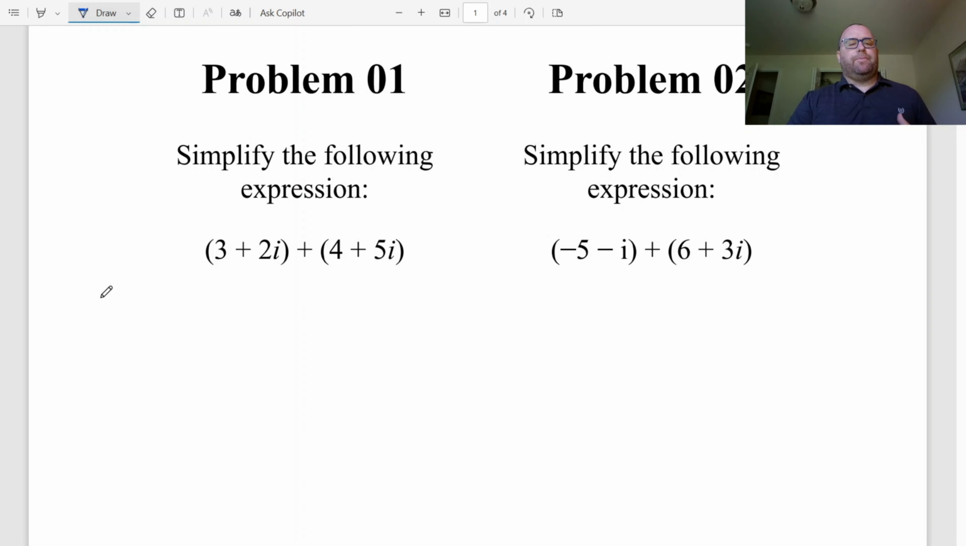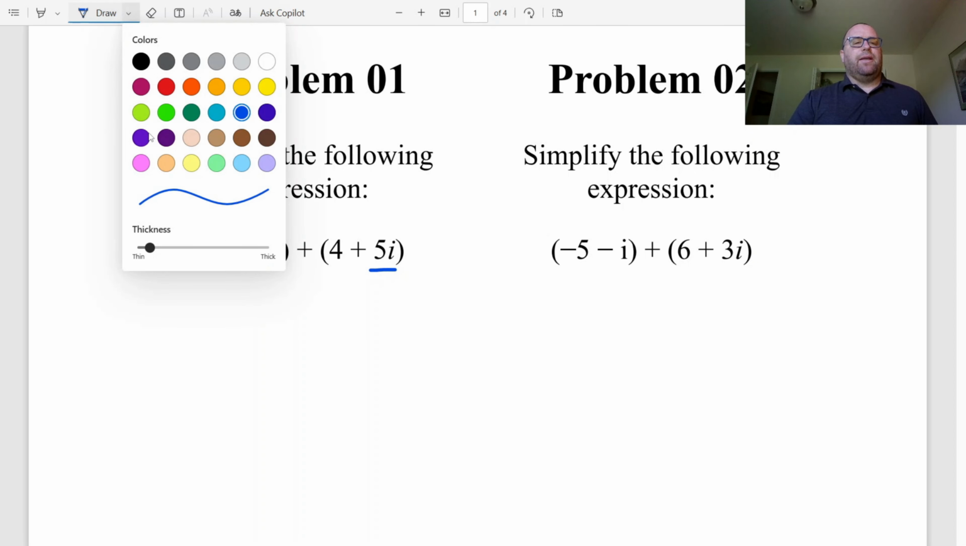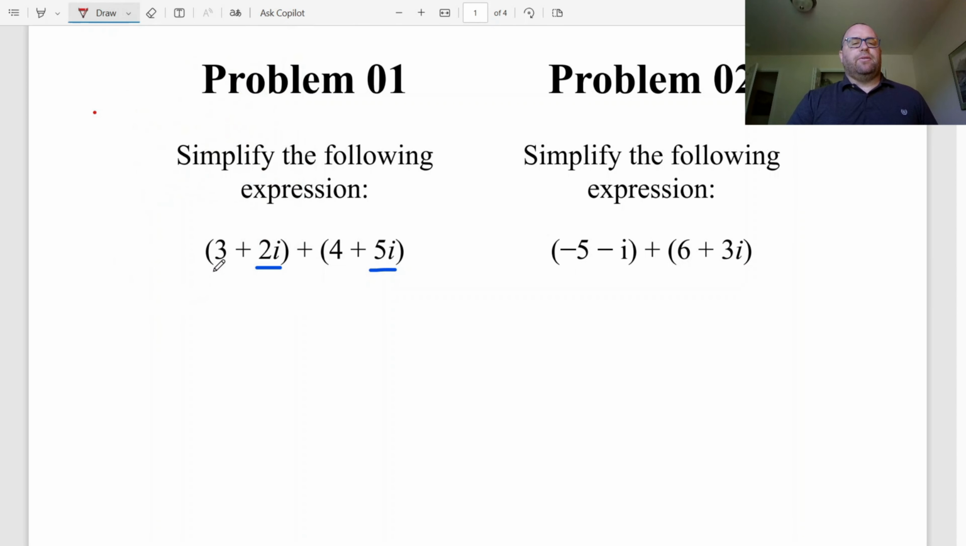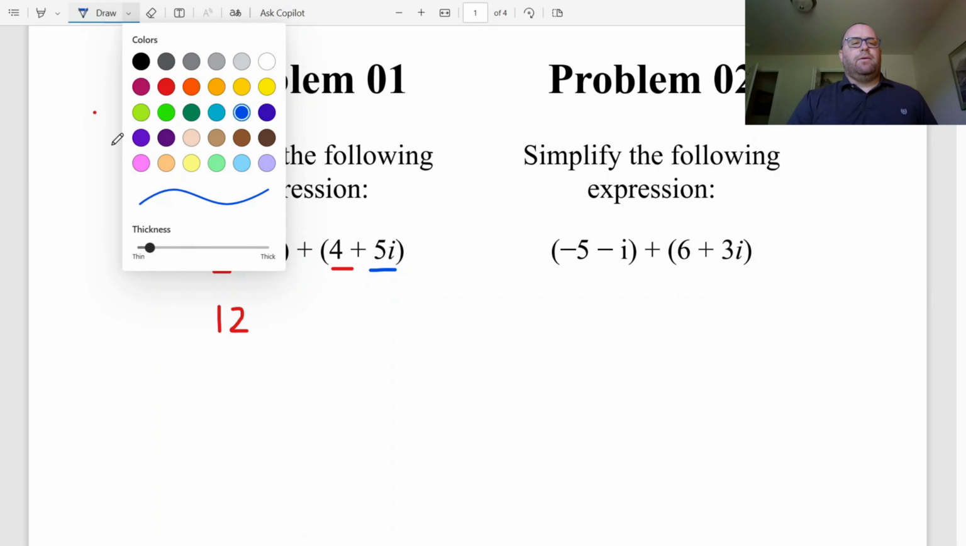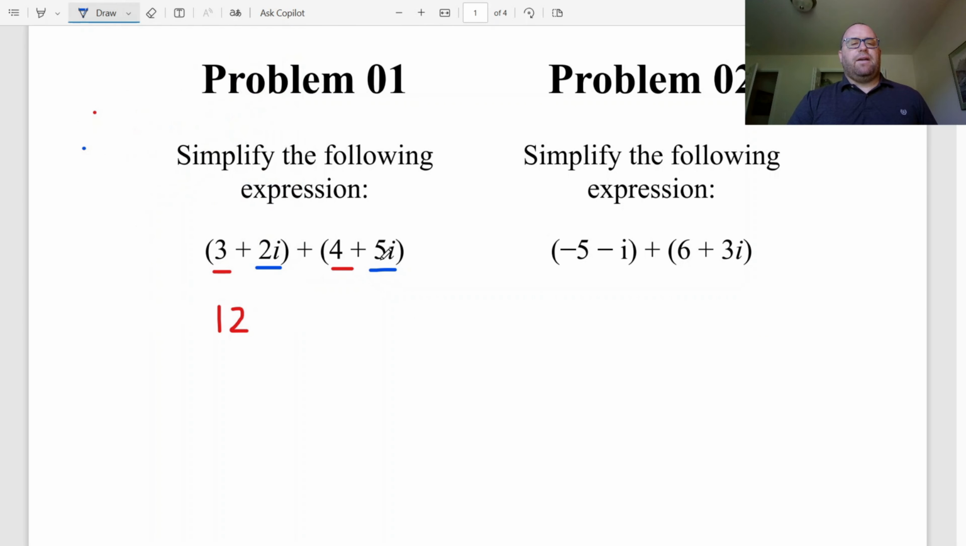We're adding the complex numbers 3 plus 2i plus 4 plus 5i. So we're going to treat the parts with i, the imaginary parts, as their own kind of thing, and treat the real parts as their own kind of thing, and we'll add those together. Let me just color code this a little bit. So we're going to add the 3 and the 4. We add those together, we get 7. And then we're going to add the 2i and the 5i to get just plus 7i.